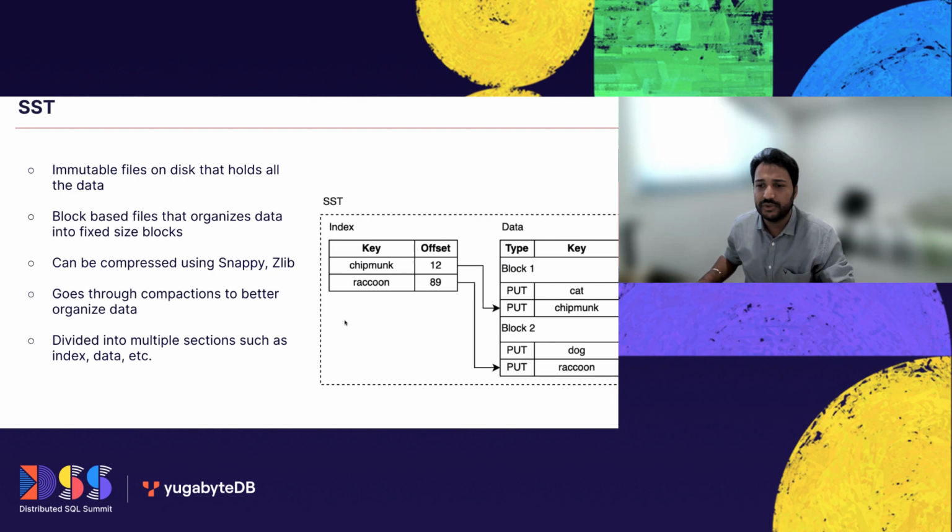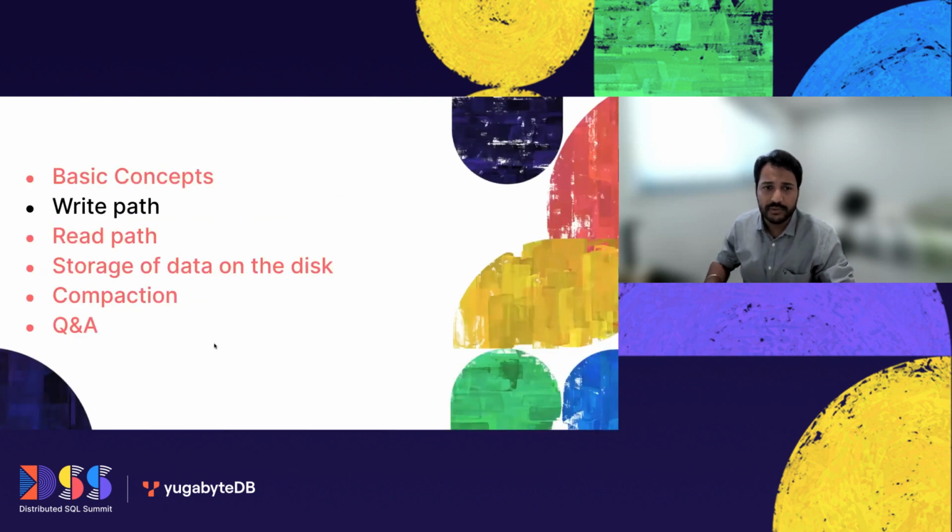These SST files go through compaction to better organize your data. We will look at what compactions are and how they are performed later in the presentation. And we already talked about how these SST files are divided into multiple sections or blocks. So these were some of the basic concepts. Now let's try to tie all of this together into a generic write path for YugabyteDB.